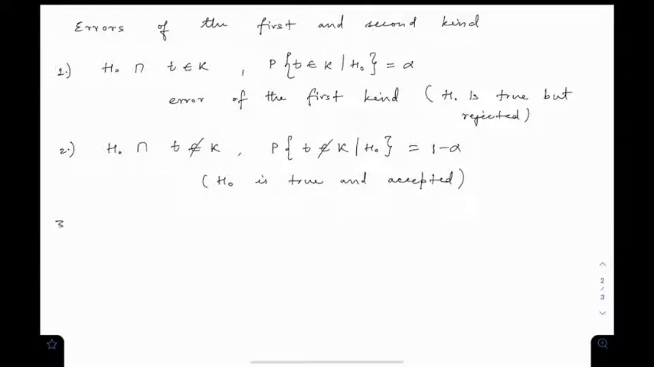Third possibility is that the alternate hypothesis holds and t belongs to K. T belongs to K given H1. The probability is denoted as 1 minus beta. In this case, H0 is false because the alternative holds and H0 is rejected.